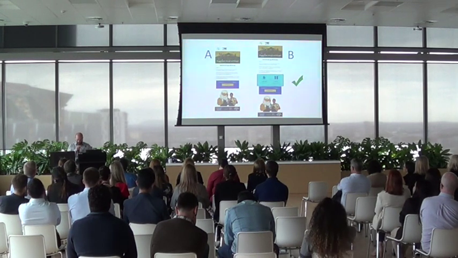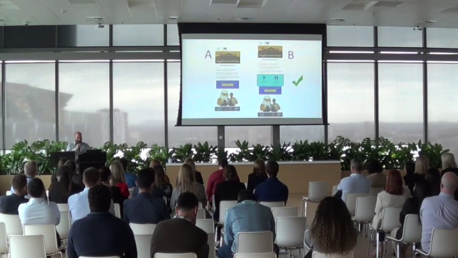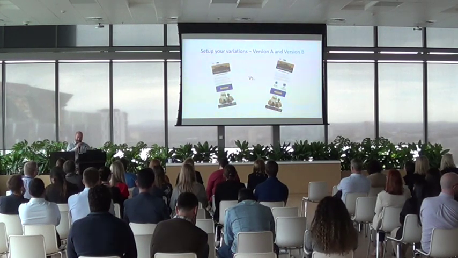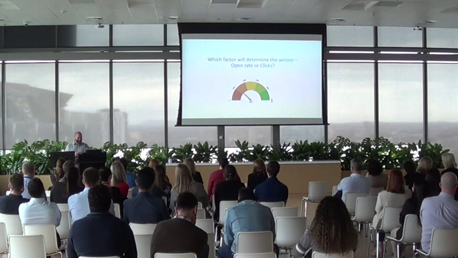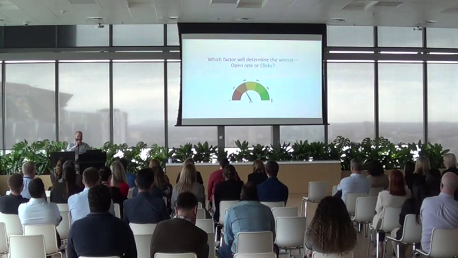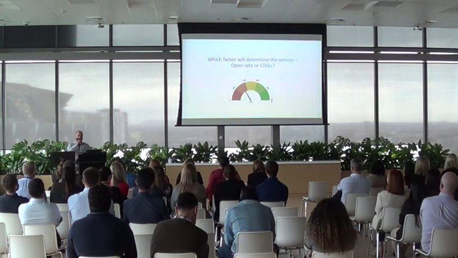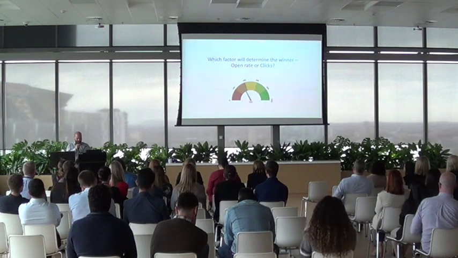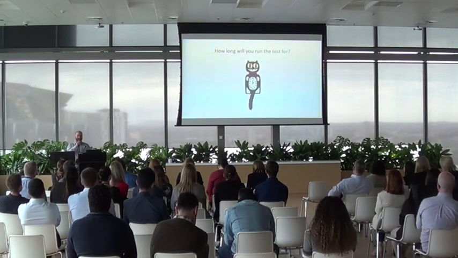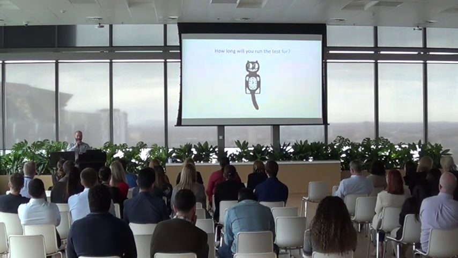So, important point number one. When conducting an A/B test, the first step would be to set up the two versions, A and B. It really is that simple. Decide on which factor you're going to use as the meter, the result. Is it open rates? Is it clicks? Is it conversions, etc.? And how long will you let that test run for?